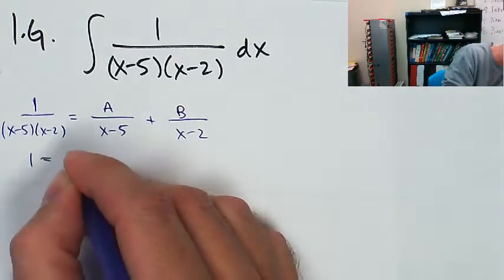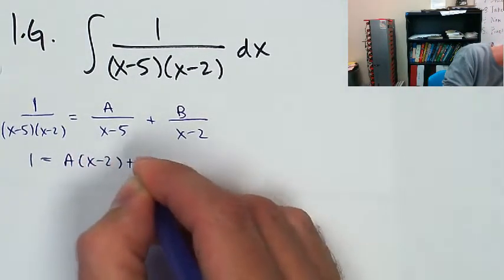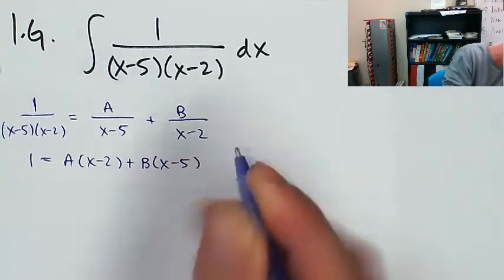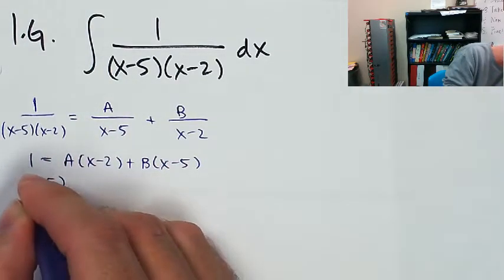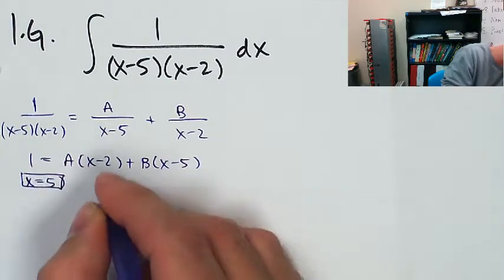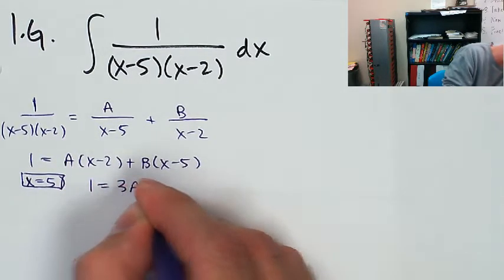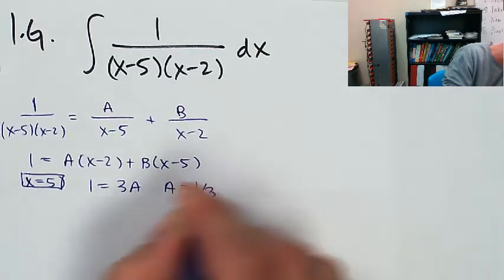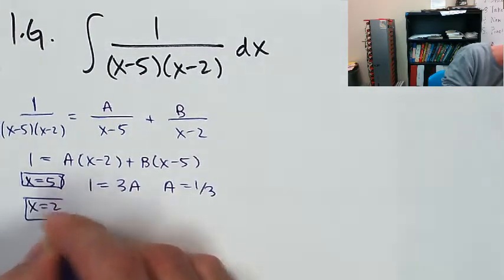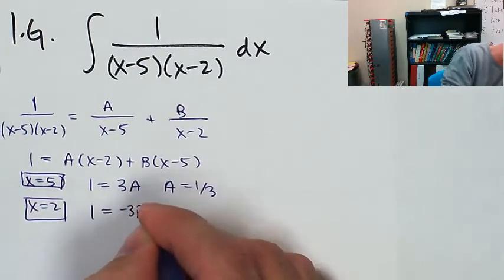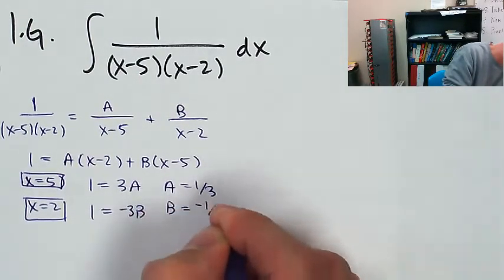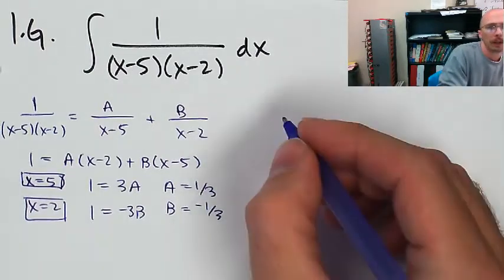All right, so that means that 1 is equal to a times x minus 2 plus b times x minus 5. Okay, I'm going to let x equal 5. And that gives me 1 equals 3a, a is a third. And then when x equals 2, I'm going to have 1 equals negative 3b. So that means b is negative 1/3.